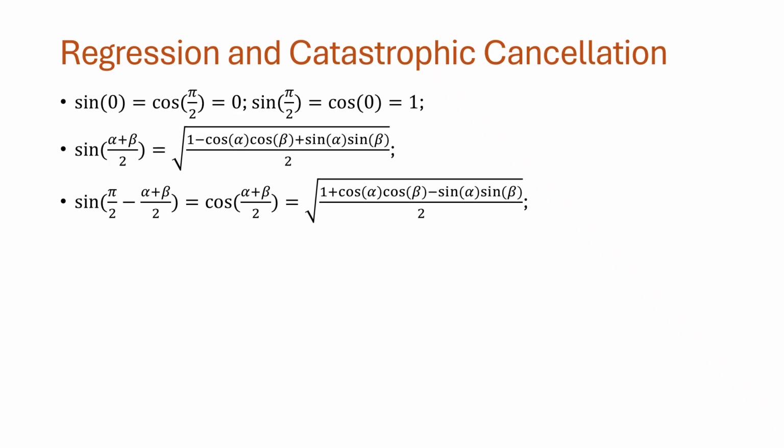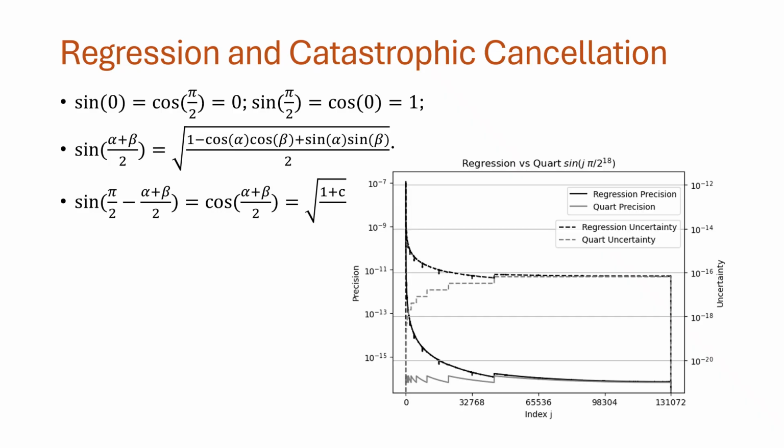But there is a problem, as we can see. This formula is actually problematic, because cosine alpha is cosine beta minus sine alpha times sine beta, and when both alpha and beta are pretty small, this is 1. So this sine of alpha plus beta divided by 2 embeds a catastrophic cancellation when the angle goes to 0.